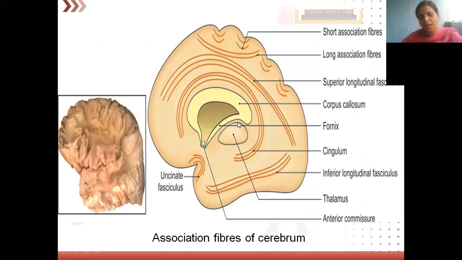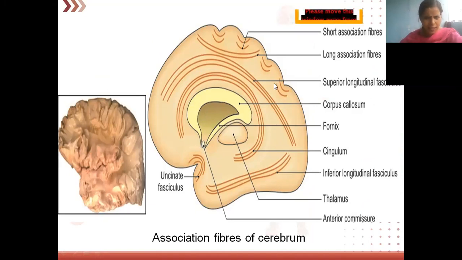Like if you are just taking the cut section of the cerebrum, you are finding the sulci and gyri. This is the medial side of one half of the cerebral hemisphere. You are finding a few fibers are small and they are connecting the adjacent gyri. They are the examples of short association fibers. Some of the association fibers on the same side of the cerebrum are a little lengthy.